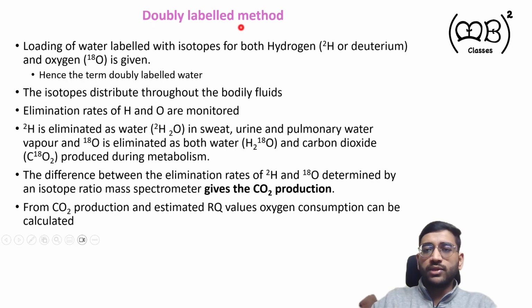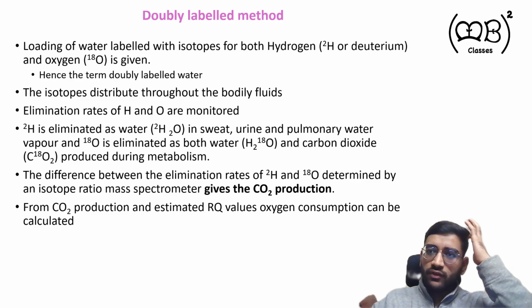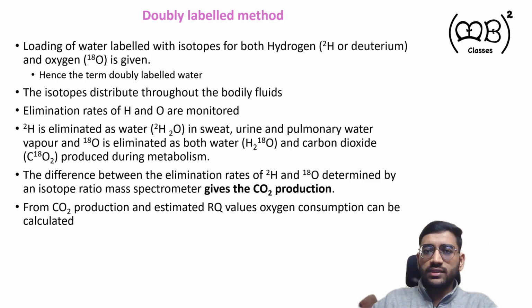First, the doubly labeled method. In this, there are two isotopes. One is of hydrogen, which is deuterium, and the second is oxygen, which is oxygen 18. Thus, it's called the doubly labeled water method. This labeled water is injected into the body. The individual is loaded with this doubly labeled water, and these isotopes distribute throughout the bodily fluids like water.